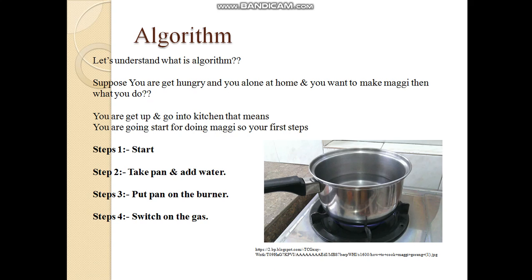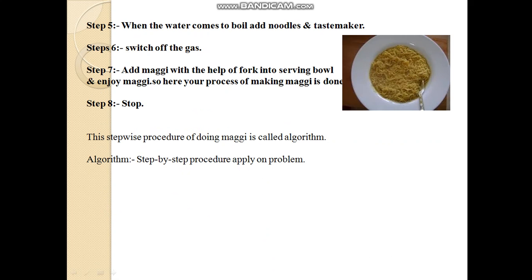Your step number 2 is take pan, add water, then put the pan on the burner, then you switch on the gas. All of us know the stepwise procedure for making Maggie. Then when water comes to boil, we add the noodles in the tastemaker. Then we switch off the gas, add the Maggie into the serving bowl, and with the help of a fork we enjoy our Maggie. So this is the stepwise procedure you apply for making Maggie, and this is nothing but algorithm.